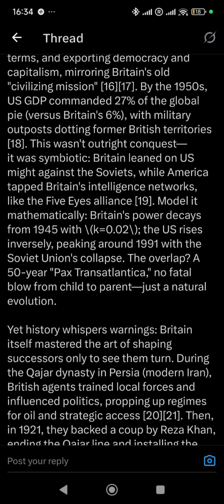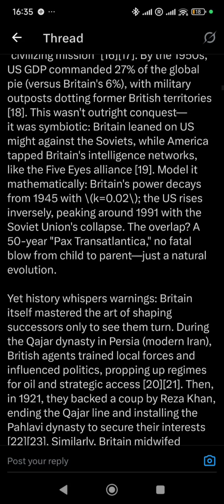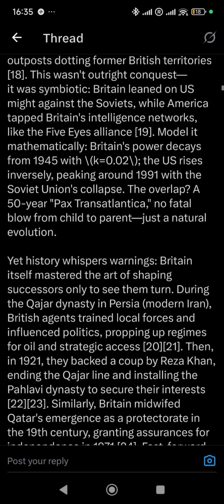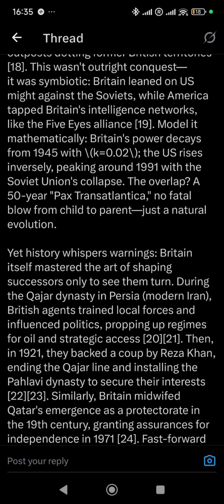With military outposts dotting former British territories, reference number 18, this was an outright conquest. It was symbiotic. Britain leaned on US might against the Soviets, while America tapped Britain's intelligence networks like the Five Eyes Alliance, reference number 19.